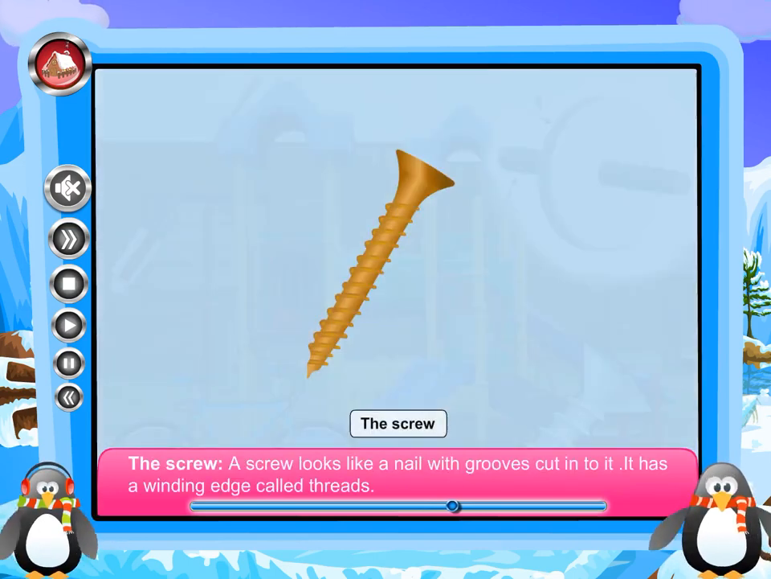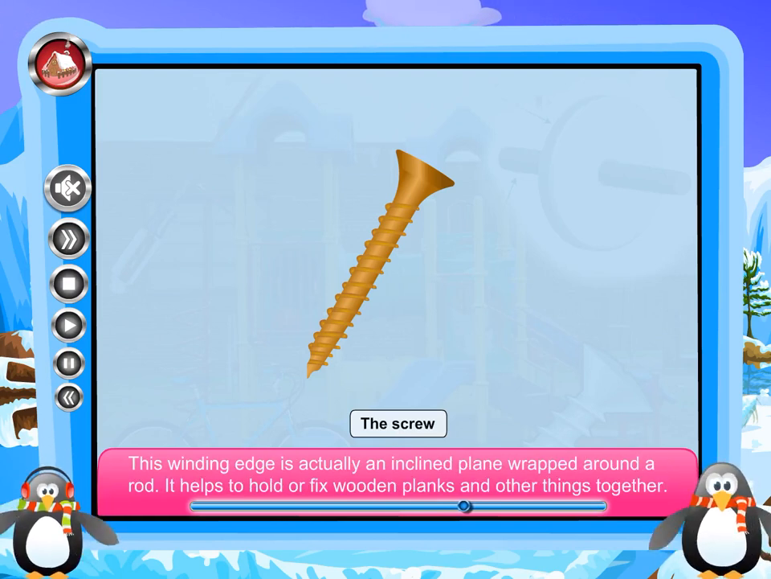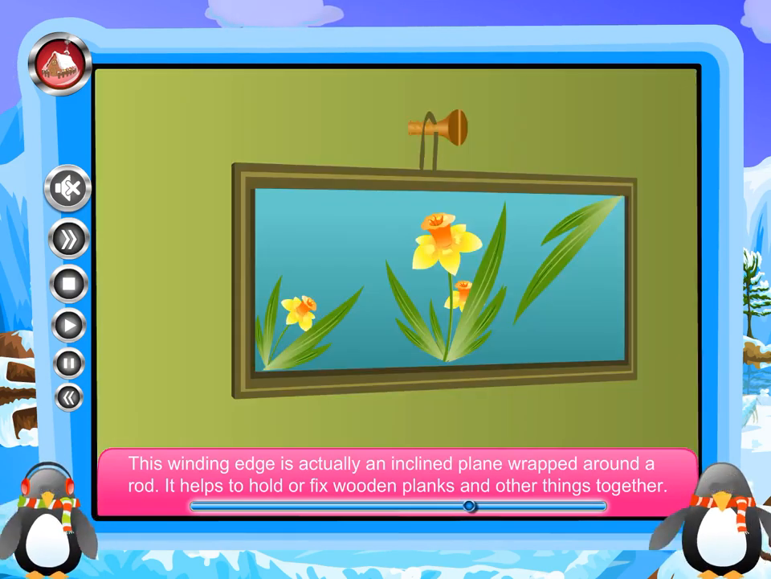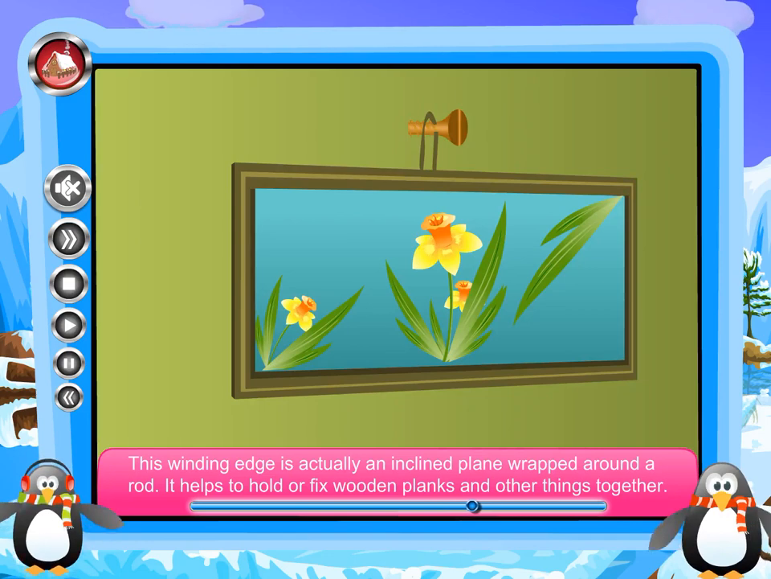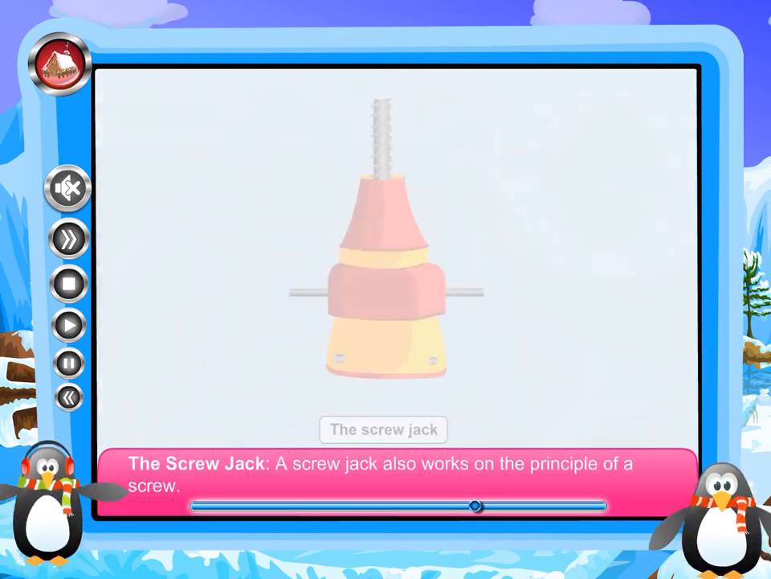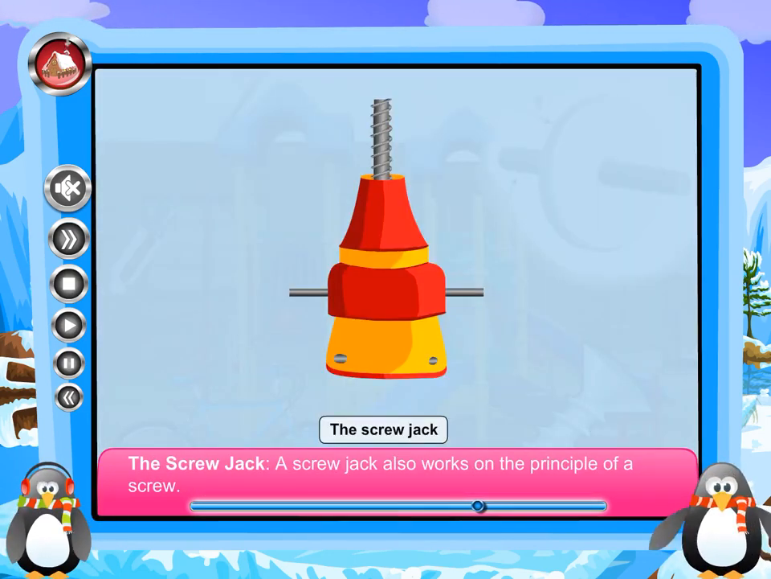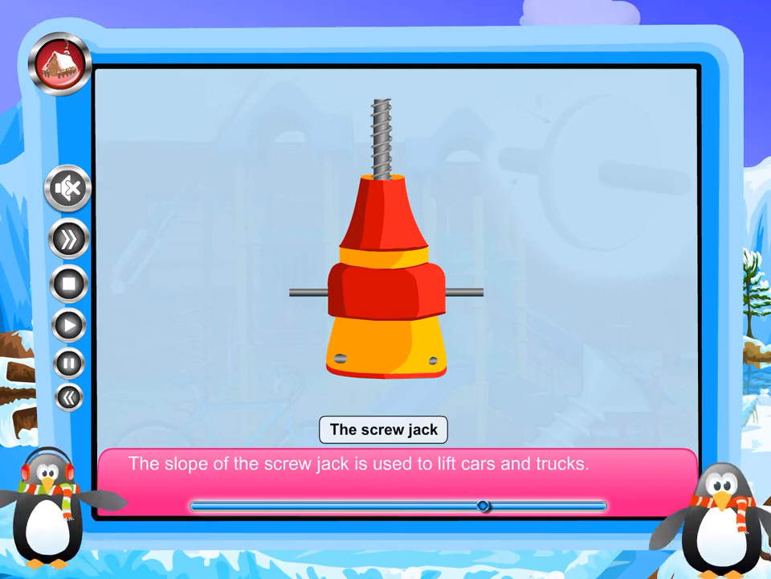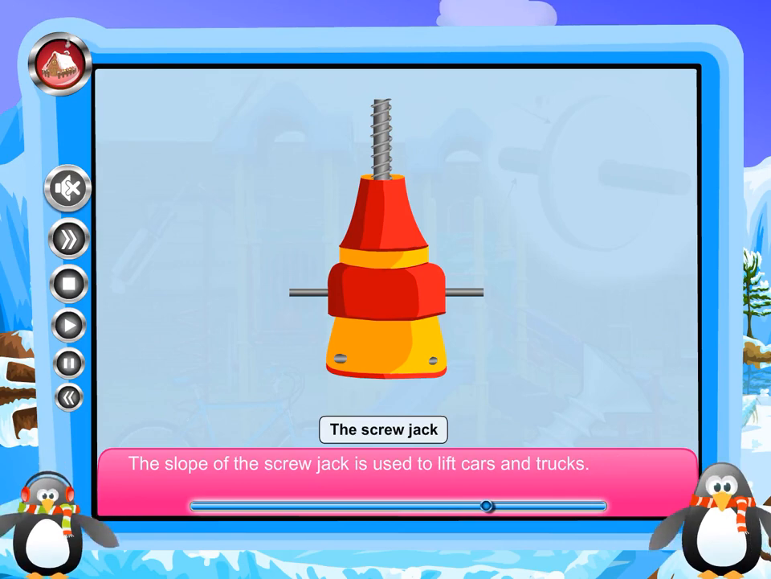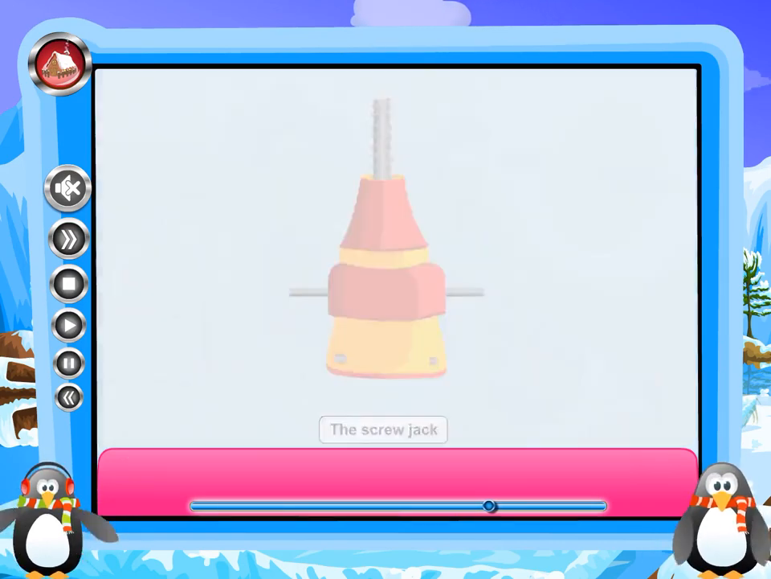The screw. A screw looks like a nail with grooves cut into it. It has a winding edge called threads. This winding edge is actually an inclined plane wrapped around a rod. It helps to hold or fix wooden planks and other things together. The screw jack. A screw jack also works on the principle of a screw. The slope of the screw jack is used to lift cars and trucks.